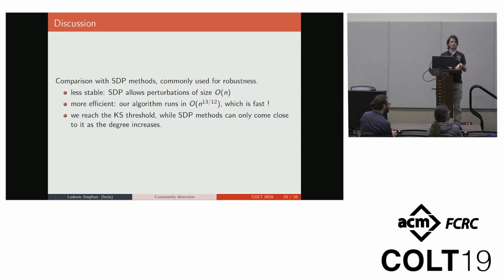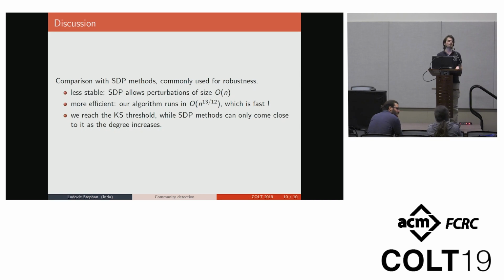So how does this compare to other community detection methods? Well, the commonly used method for robustness is the semi-definite programming methods, where we simply relax the max likelihood method into an optimization problem. And indeed, these methods are known to be extremely stable because they can allow perturbations that add or remove n edges. So that's still a lot more than our algorithm does.